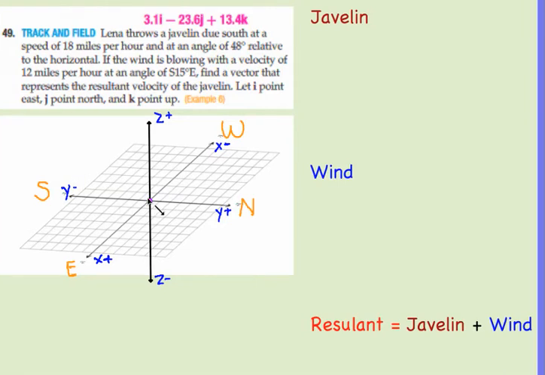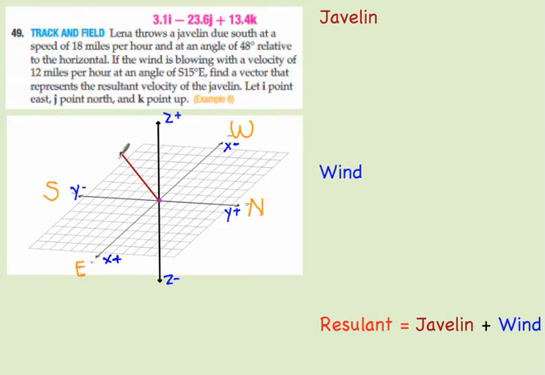Okay, so the first thing we're going to do is we're going to draw that vector for our javelin. And what I want you to think about, before you start, I'm diving right into this, right? But what I want you to think about is, what is your strategy to solve this? We're first going to find our vector for javelin. There's a wind factor. We're going to find our vector for wind. And what it's ultimately asking us is, find the vector that represents the resultant velocity of the javelin.